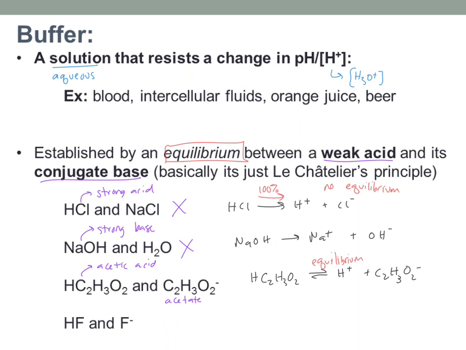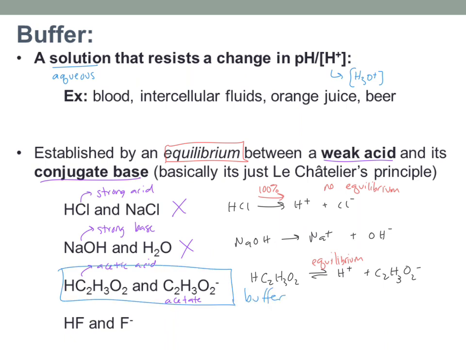And since we have an equilibrium, that means Le Chatelier's principle can take over. So once we're at equilibrium and there's something that perturbs that equilibrium, it will shift left or shift right in order to fix that perturbation. That's how we're going to see that the pH ends up staying the same, or that something resists a change in pH here in a sec. So this would be a buffer solution. This can make a buffer.